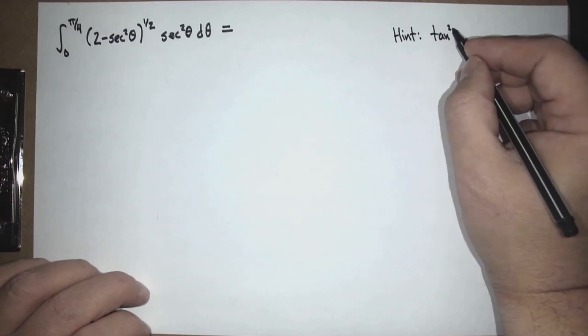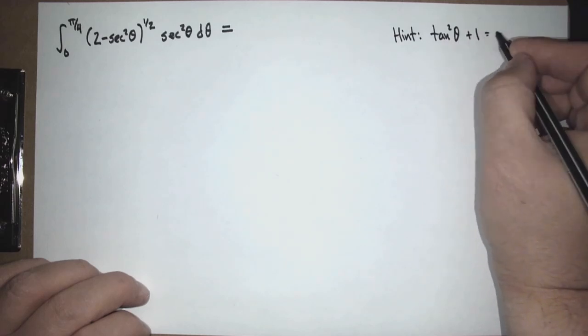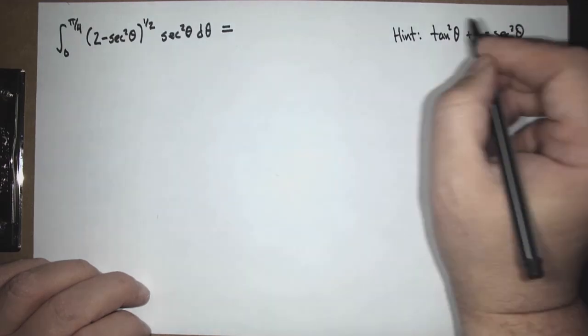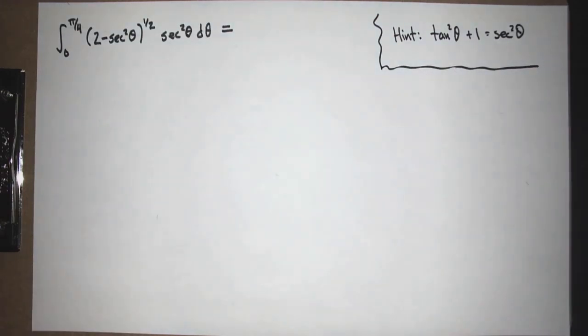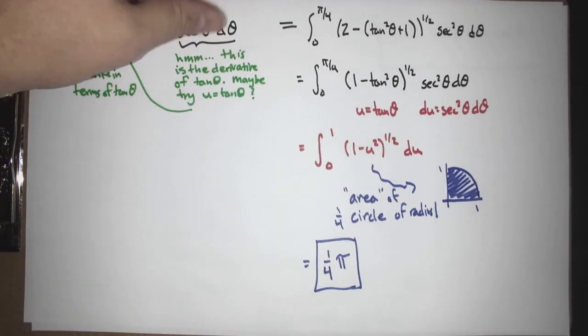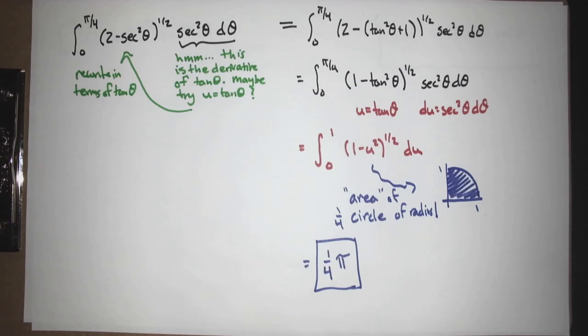Tangent squared theta plus 1 equals secant squared theta. There's another hint. You don't actually have to integrate to find this integral. Oh my God. Pi fourths. Okay, so there's clues. Learn to read the clues.